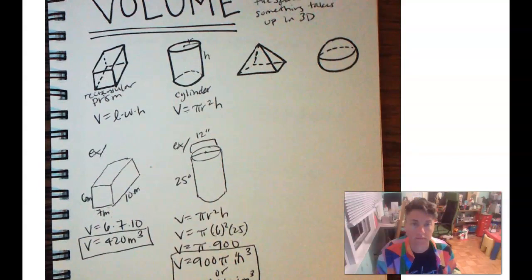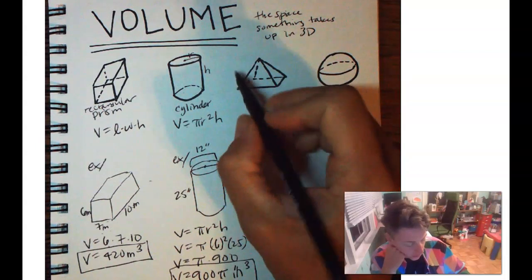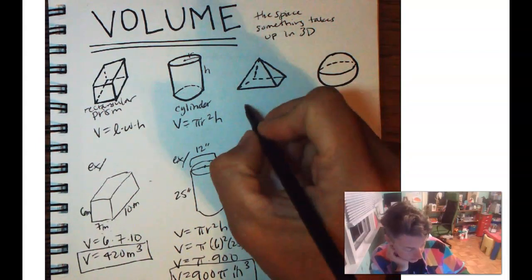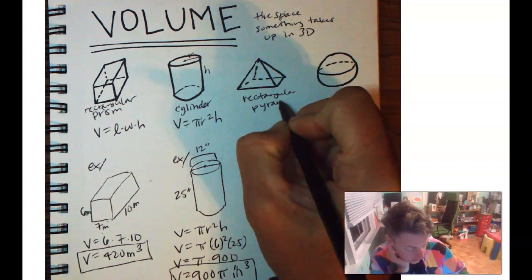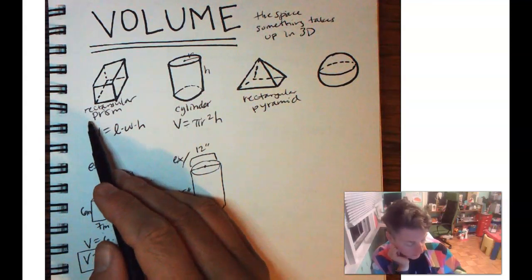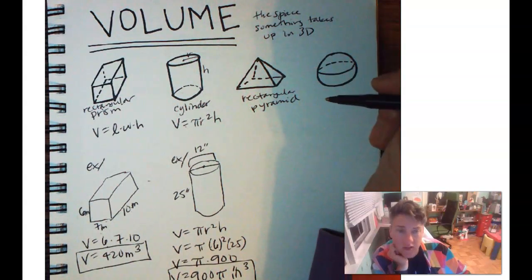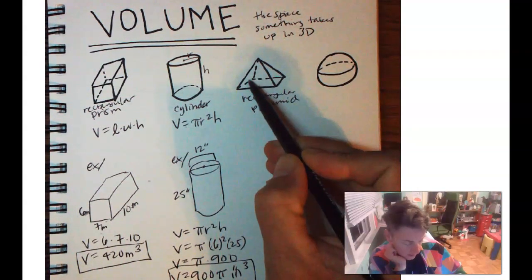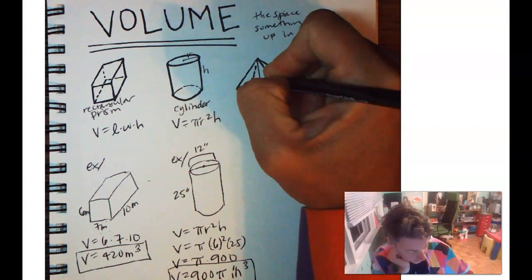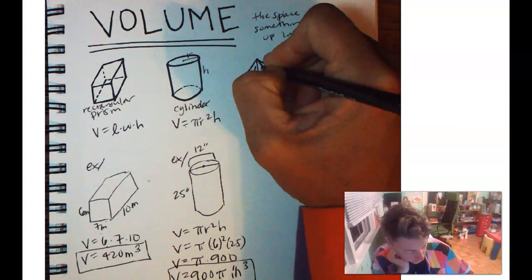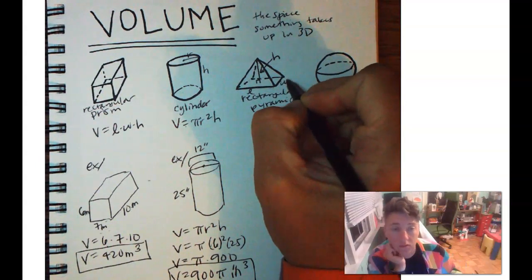Fabulous. Alright, next up on our volume quest, we have the rectangular pyramid. Different than a prism. Comes to a point. Okay, to find the volume of this sucker, we need to know the area of the base of this thing, and we need to know the height. How tall is it? So that'll be our height. This will be our length and our width.